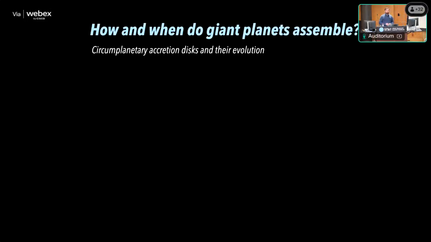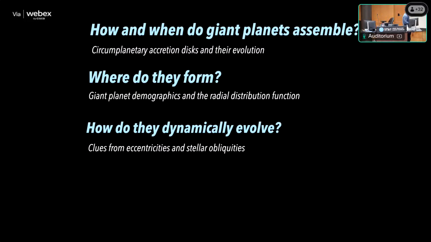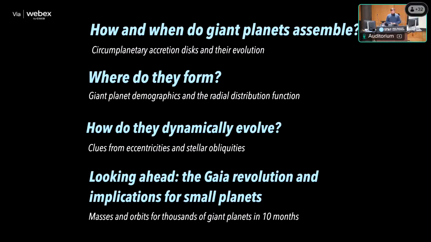OK, so a couple of points I'll talk about are how and when do giant planets assemble? So what can we say about the assembly timescale and the evolution of circumplanetary disks? Where do they form? What are giant planet demographics like across 5 orders of magnitude in separation? How do planets dynamically evolve over time? Do they interact over time? Do they dynamically heat up, or are they basically stable on circular orbits over long periods of time?